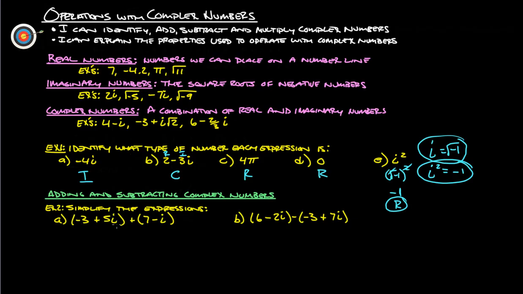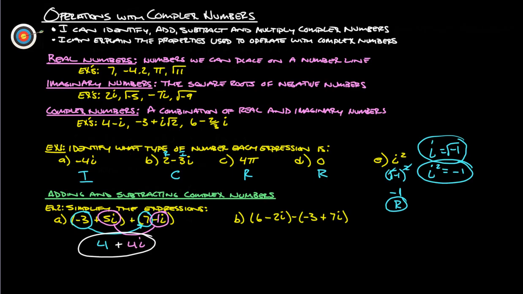So we have negative 3 plus 5i plus 7 minus i. Since we're simply adding this to this over here, we're just going to combine the real numbers, the negative 3 and 7. That gives us 4. And then we're going to also combine the imaginary numbers. So we've got 5i and negative i. Combine those two together. 5i minus 1i is 4i. So we simply get 4 plus 4i.